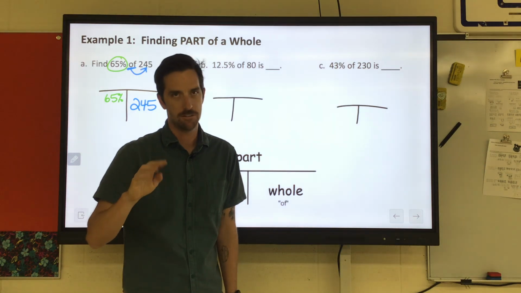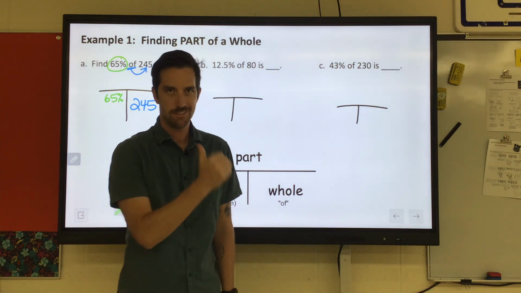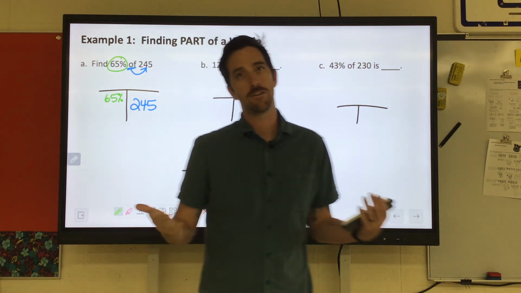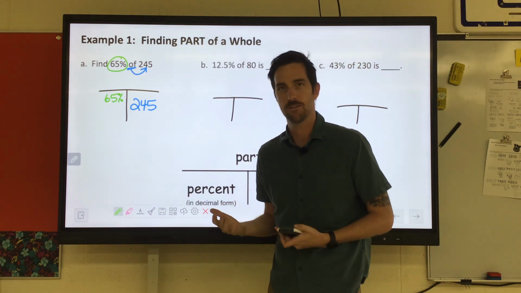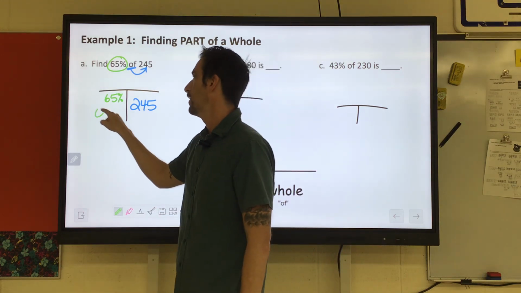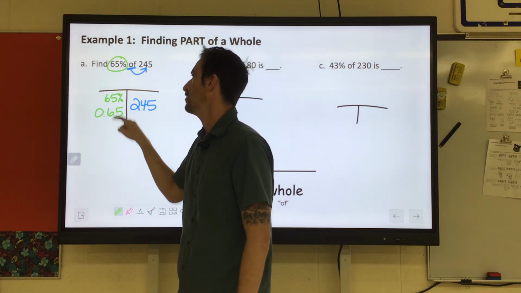Couldn't be easier to do. You move the decimal 2 places to the left. Otherwise, percentage, if you think of like your school percentage, is always out of 100. So you could do 65 divided by 100, and it'll give you 0.65.